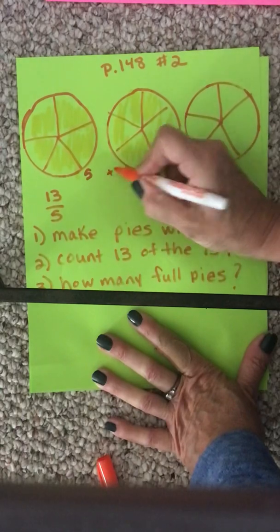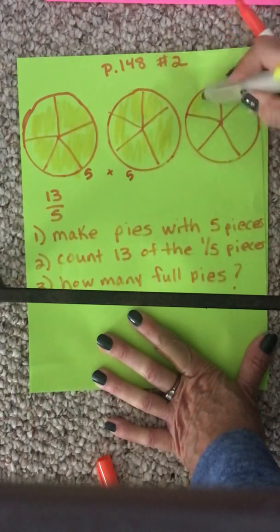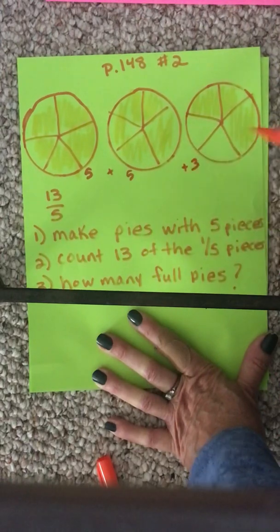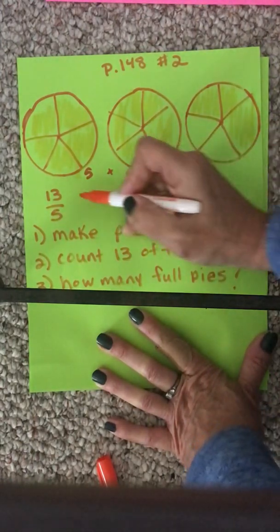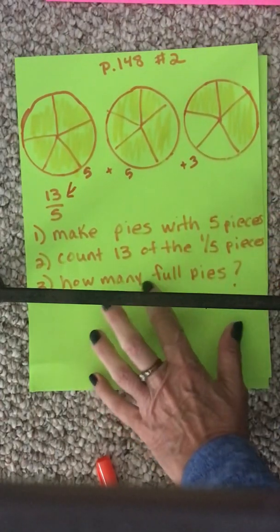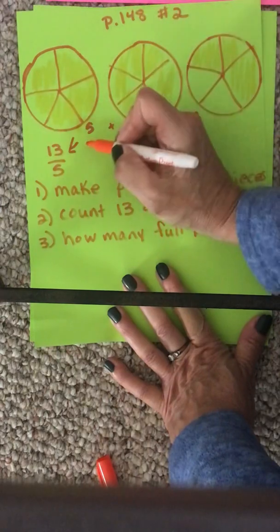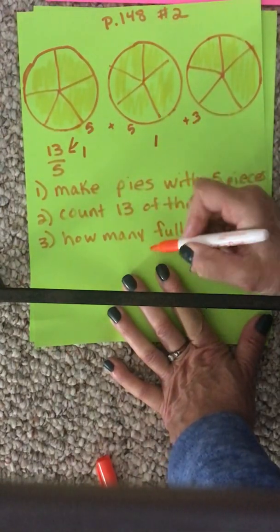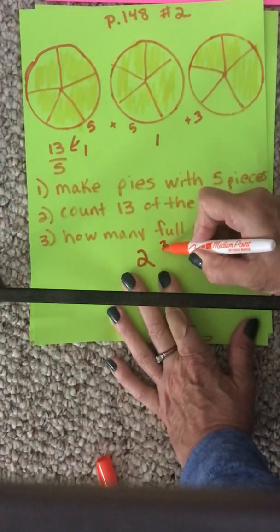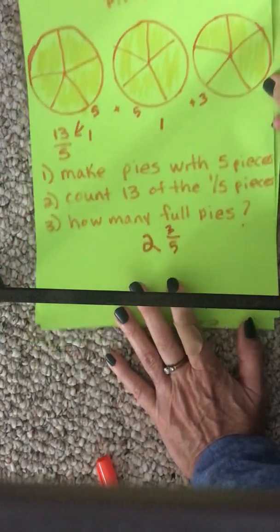So that's 5, and then another 5 there, and we have to get up to 13. So we're going to color 3 more from this one. 1, 2, 3. Now we've proven we have 5 plus 5 plus 3. That's 13, and they're split into fifths. Now it's asking us, how many full pies do we have? Well, we've got 1 here, we've got 1 here, so we have 2 full pies. And then we have 3 1/5 pieces left. So we have 2 and 3/5. That's how we make that a mixed number.